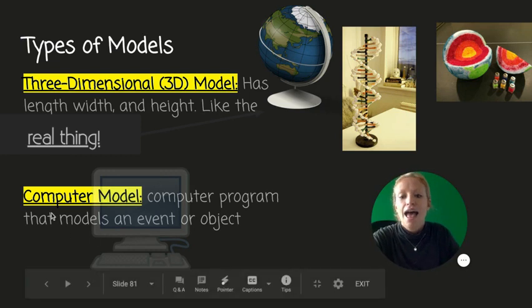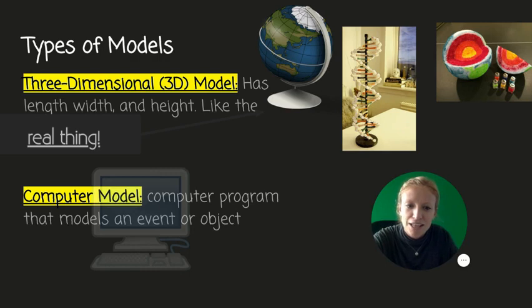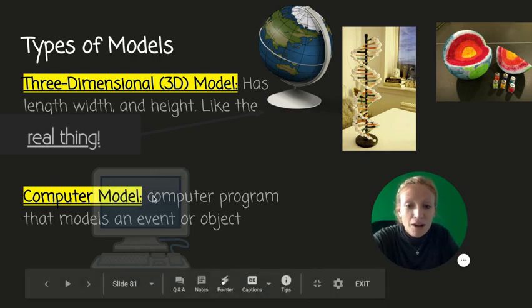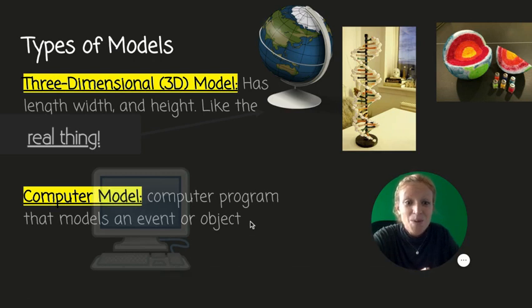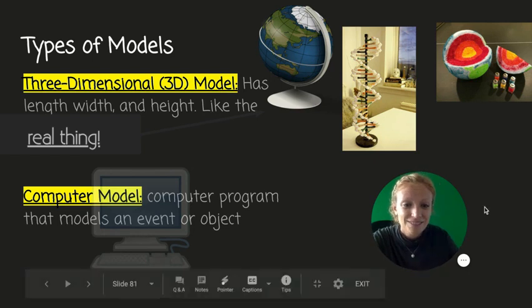And lastly, computer model. Don't you love when vocabulary words have the definition inside its name already? So a computer model is a computer program that models an event or object. So what we're going to do right now is I'm going to show you a real computer model that shows our solar system. So instead of me just showing you a boring video or showing you a poster or two-dimensional map, we're going to actually explore the solar system, which is something really cool that computer models do. All right, let's take a look.